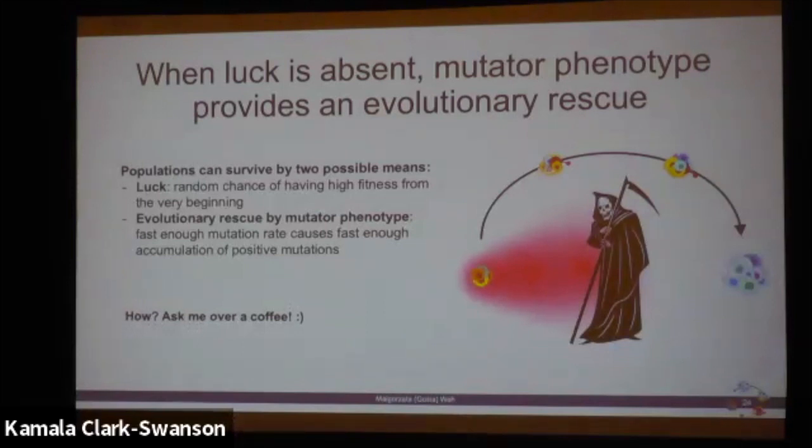So essentially what it means is that cells that are mutating a lot can accidentally acquire enough positive mutations to allow them to survive. And there's much more detail into that. Again, feel free to ask me later on.